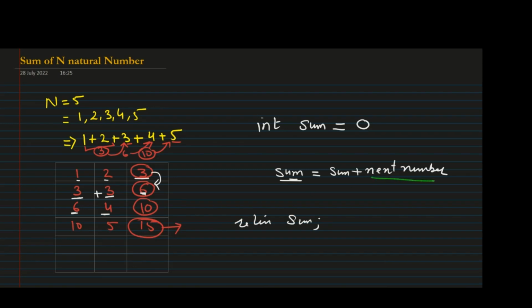Now what is this next number? How will we get to know the next numbers? Since we are going to repeat the same process again and again, to do a repetitive task we can take a loop, and this loop will start with i equal to 1, and we will go till i less than or equal to 5. So what is our 5? This is our n. So i less than or equal to n, and i plus plus.